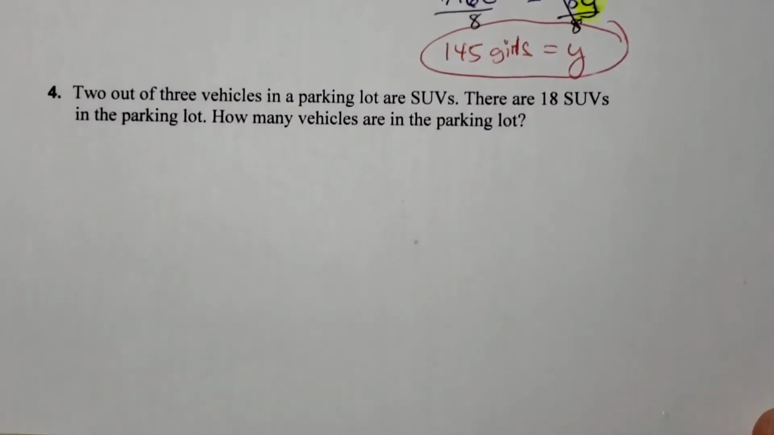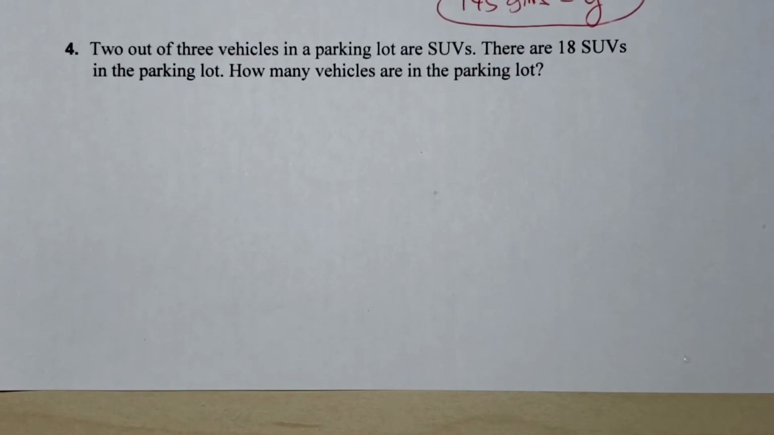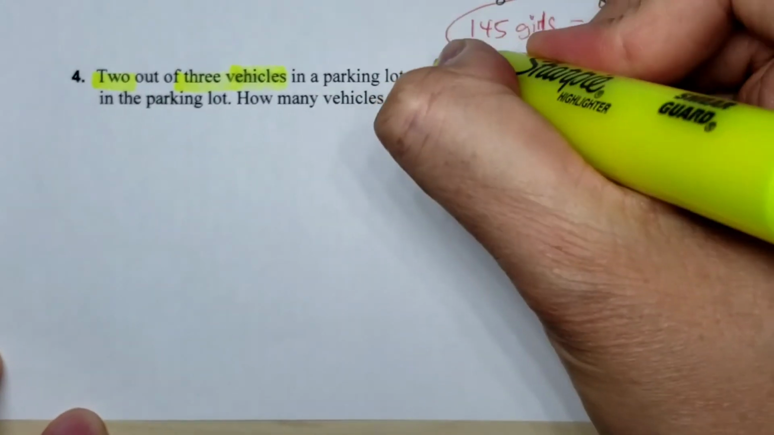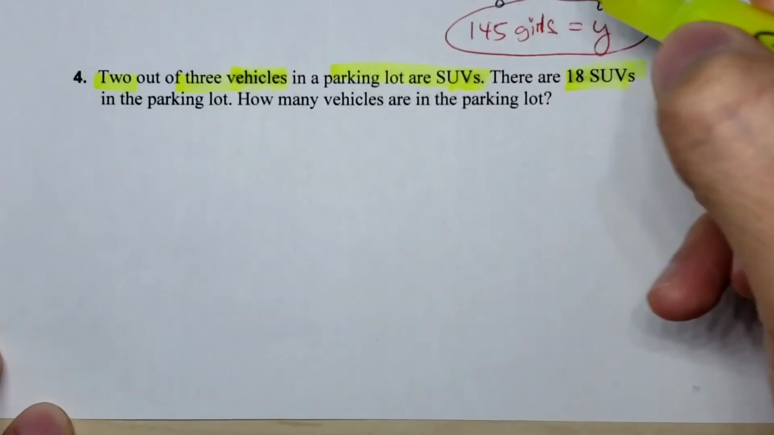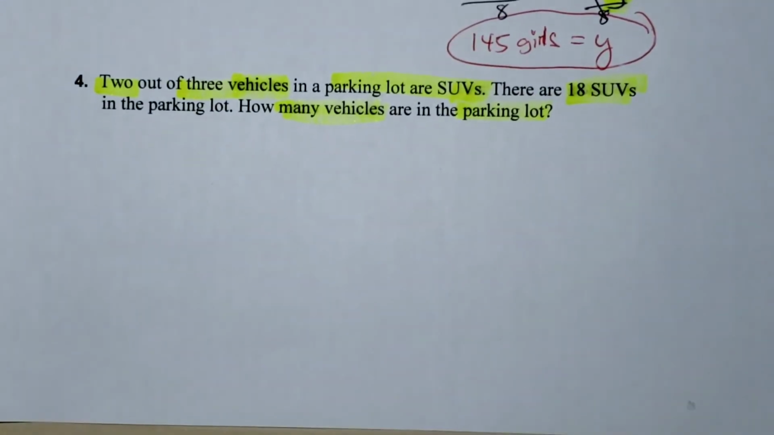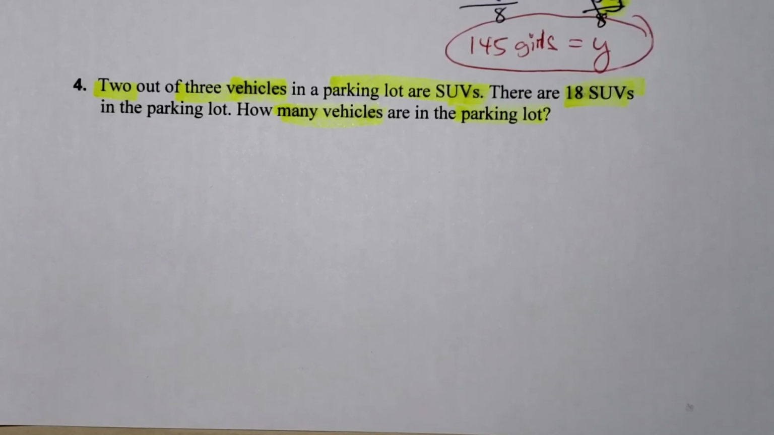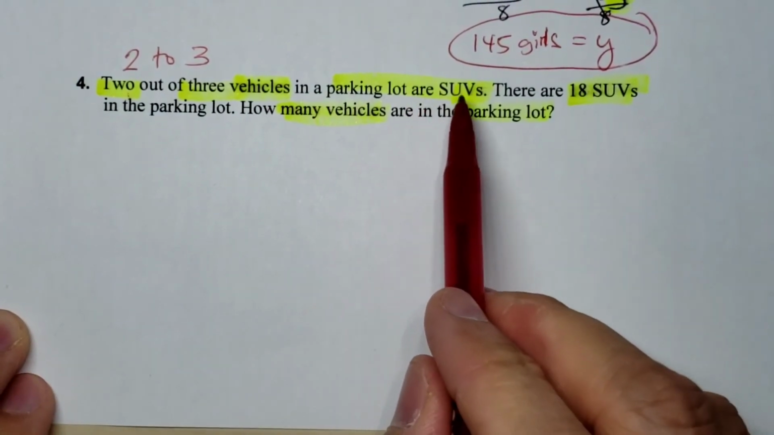Now, let us try number 4. 2 out of 3 vehicles in the parking lot are SUVs. There are 18 SUVs in the parking lot. How many vehicles are in the parking lot? So 2 out of 3 vehicles in the parking lot are SUVs. There are 18 SUVs. So the question is, how many vehicles are in the parking lot? All right. First thing to figure out, what are we comparing? We're comparing the total vehicles in the parking lot and the SUVs, a particular type of vehicle.